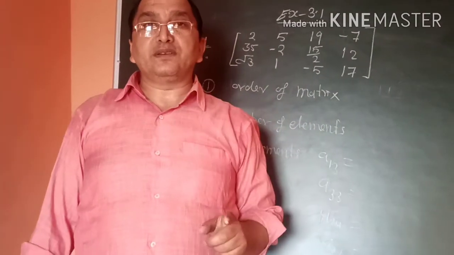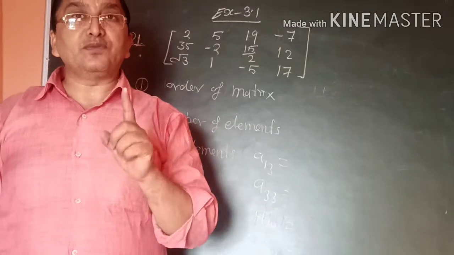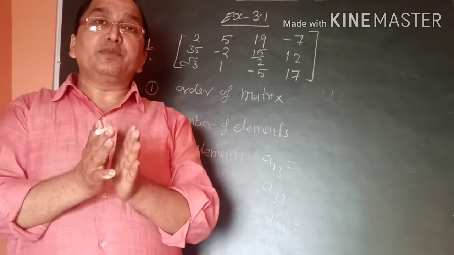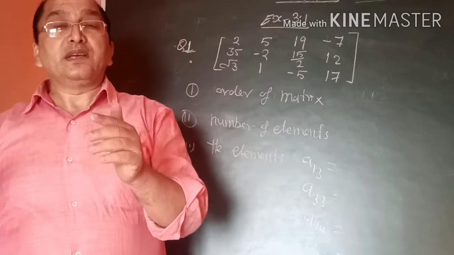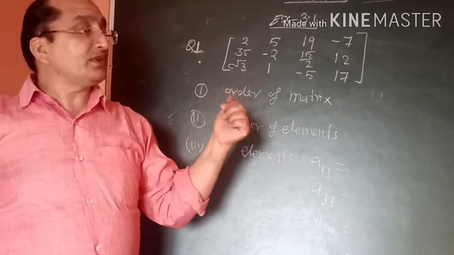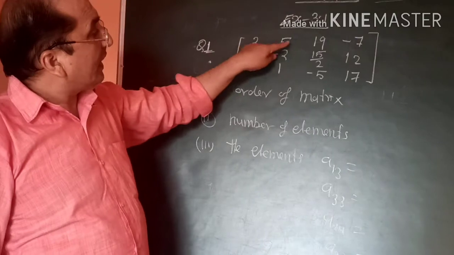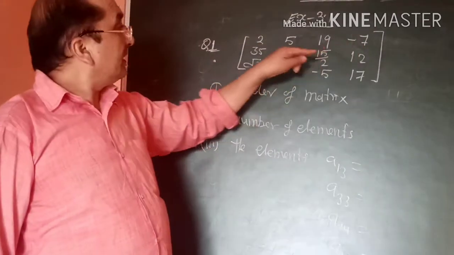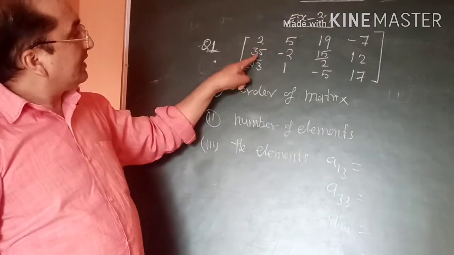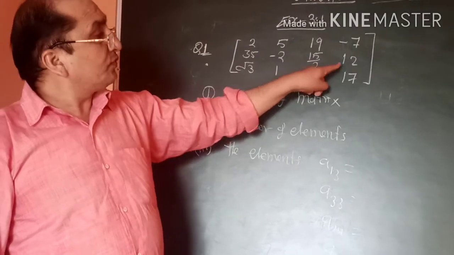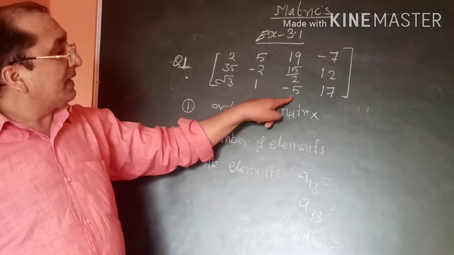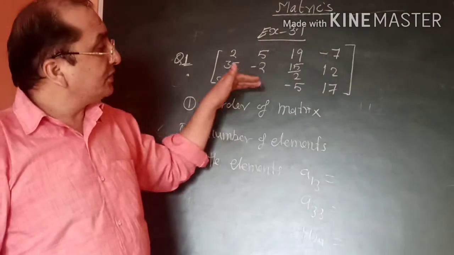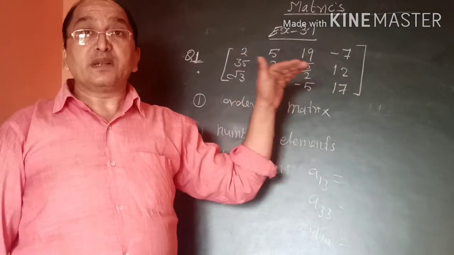Exercise 3.1. Question number first. Now I am solving these questions in serial number 1, and you have to go through the proper question. The matrix is: 2, 5, 19, 7. This is known as the first row. 35, minus 2, 15 upon 2, 12. This is row number 2. Root 13, 1, minus 5, 17. This is row number 3.